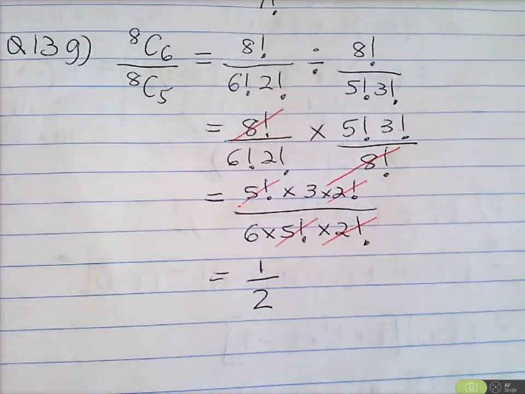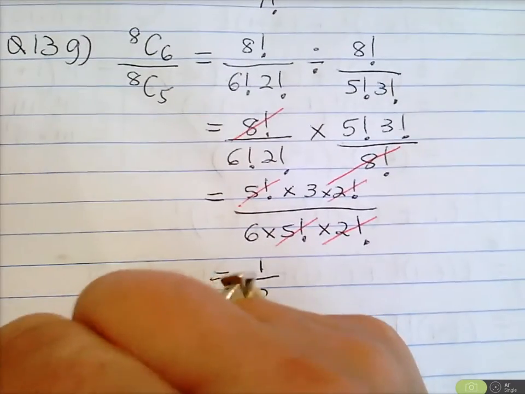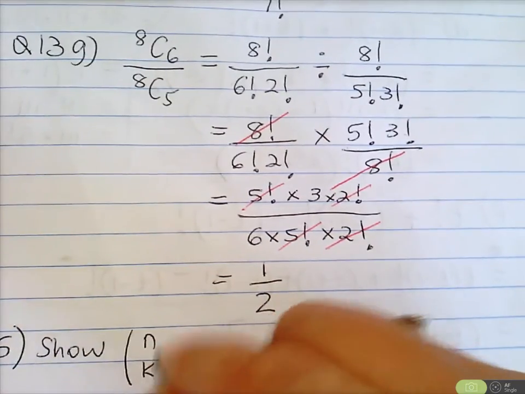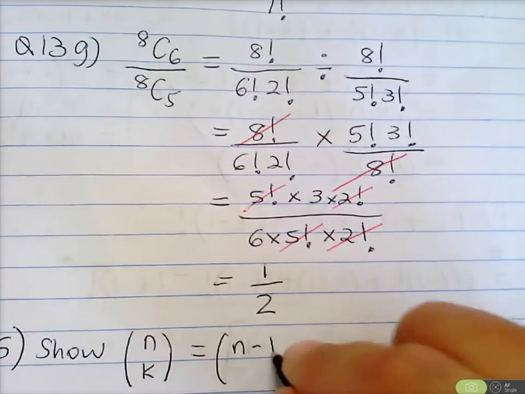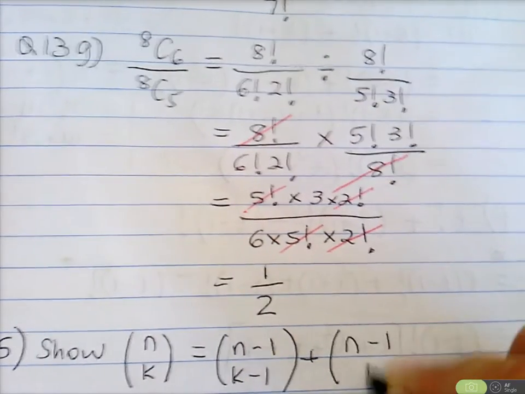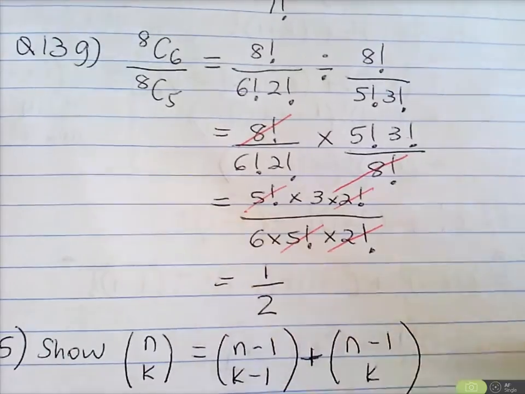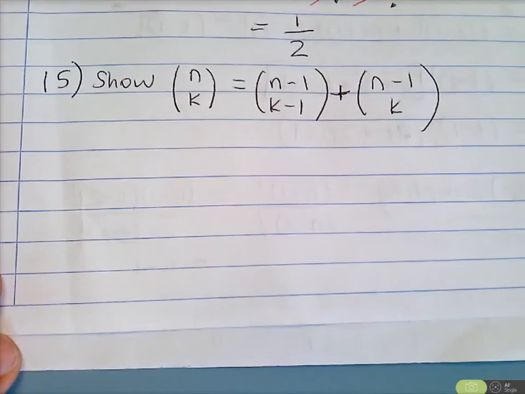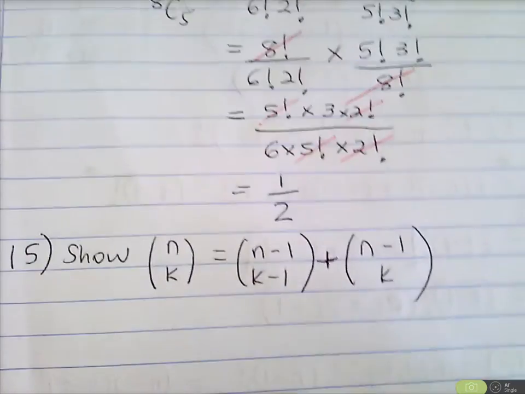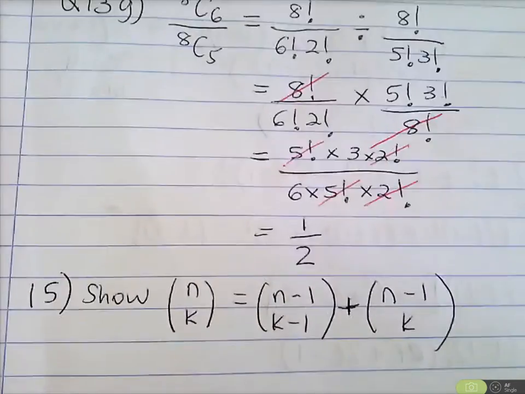Okay, all good. And this last one, you're going to try on your own, question 15. You need to show that n on k equals n minus 1 on k minus 1 plus n minus 1 on k. Now this is more the sort of stuff that you would be asked to do. Guys, why don't you have a go at that one?